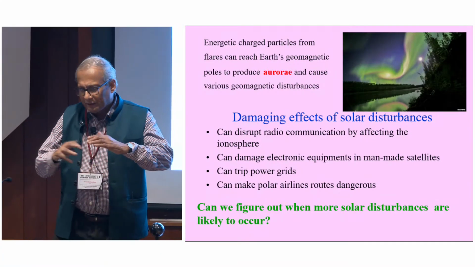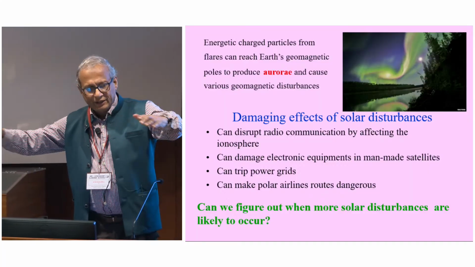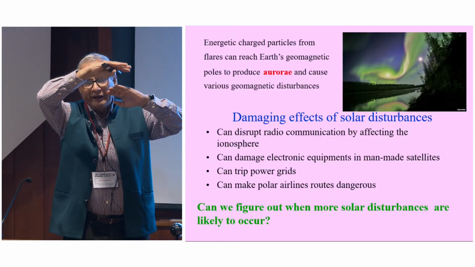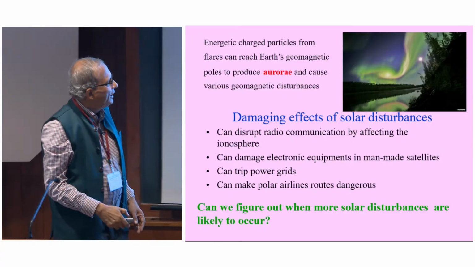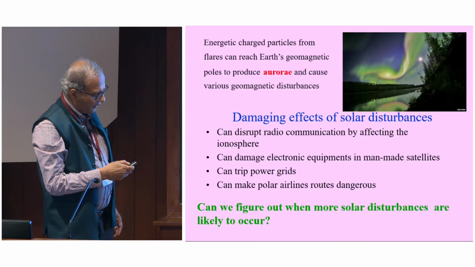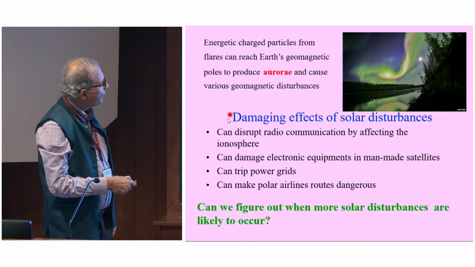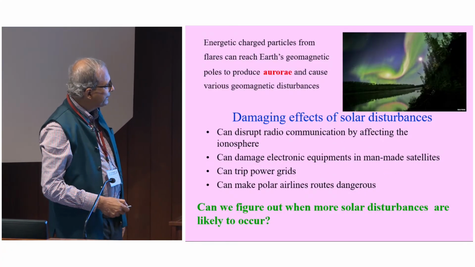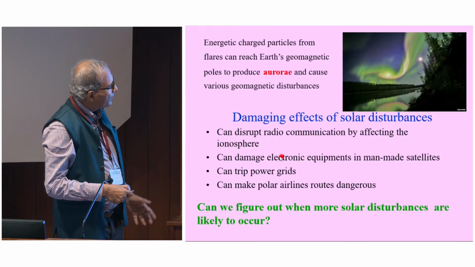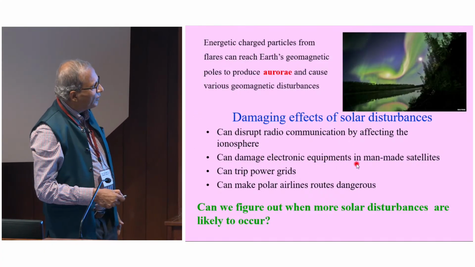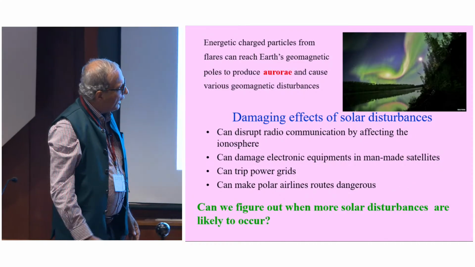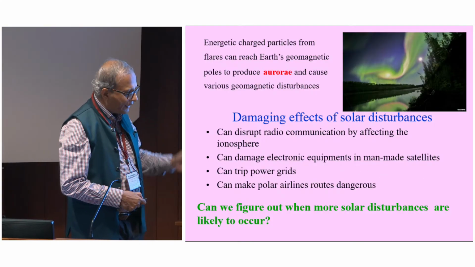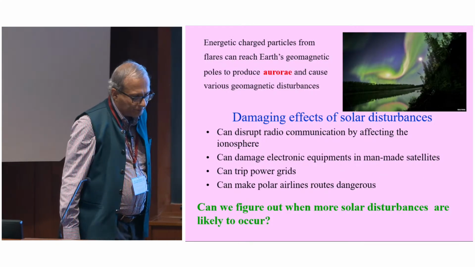You know that we can communicate by radio with distant continents in spite of the curvature of the Earth's surface, because the radio waves get reflected from the ionosphere. So after a major solar disturbance, the ionosphere gets affected, and that may disrupt radio communication with faraway places. And the solar disturbances also can damage electronic equipment in man-made satellites unless expensive precautions are taken, and they can trip power grids like what happened in Quebec in eastern Canada.